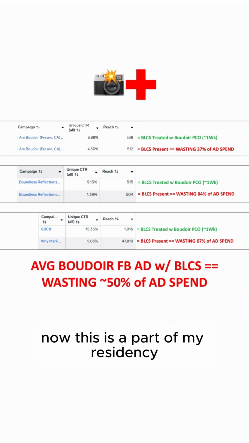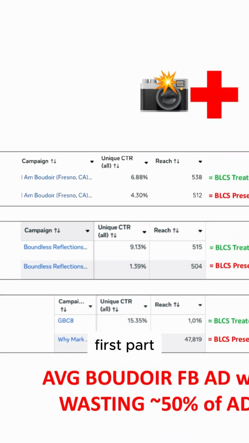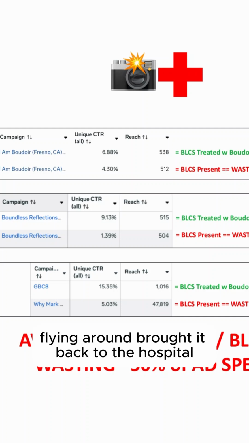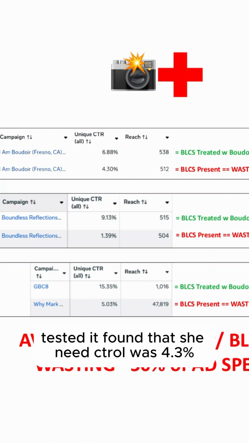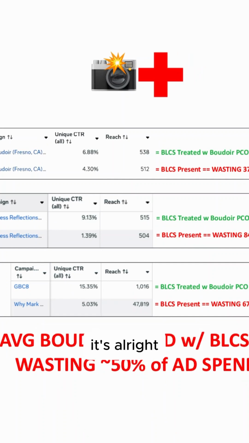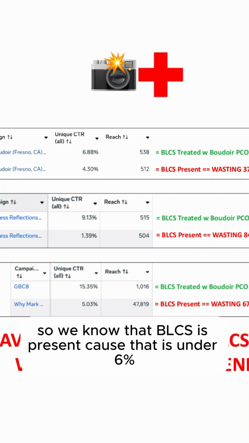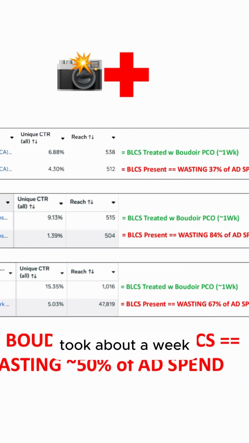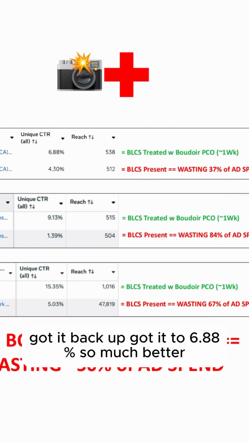Now, this was part of my residency. First part, I went in and found a Boudoir Facebook ad out there, flying around, brought it back to the hospital, tested it, found its unique CTR was 4.3%. So, all right, we know that BLCS is present because that is under 6%. So we duplicated it, and I treated it with Boudoir Pico, took about a week, got it back up, got it to 6.88%. So, much better.